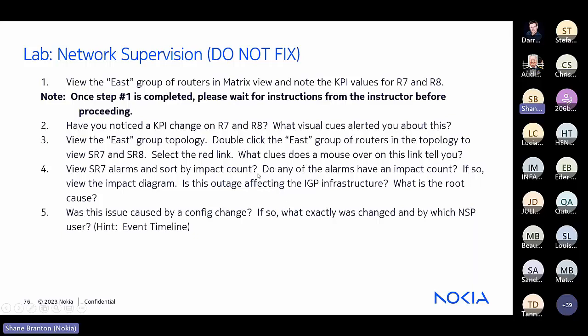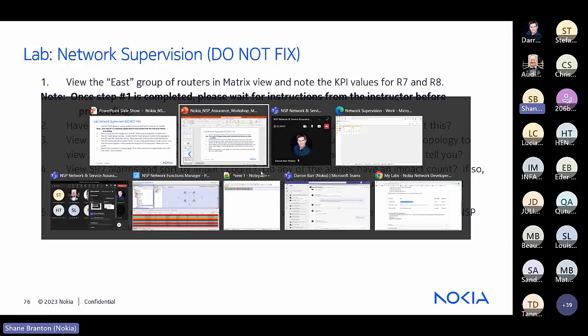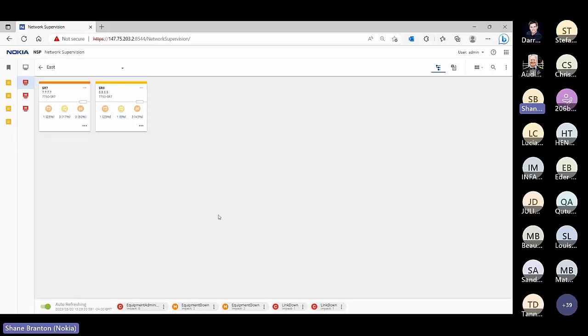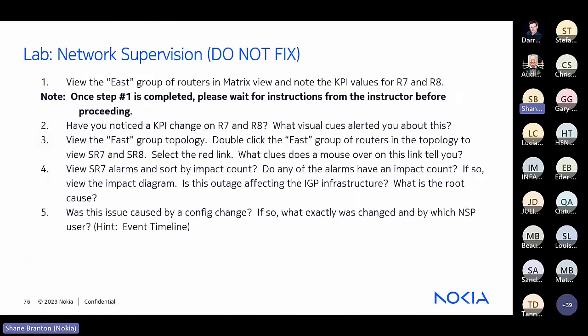Take a look at this issue. The first thing it says is, have you noticed the KPI change on R7 and R8? What visual cues alerted you about this? So what are we looking for here? A couple things: color, of course, and trend. The trend went away, but we did have an up arrow there on 7 and 8. Maybe I should have left my trend indicator for a longer period of time. But really, the trend indicator, and then we go from there. So we get the visual cue alerting us of the issue.